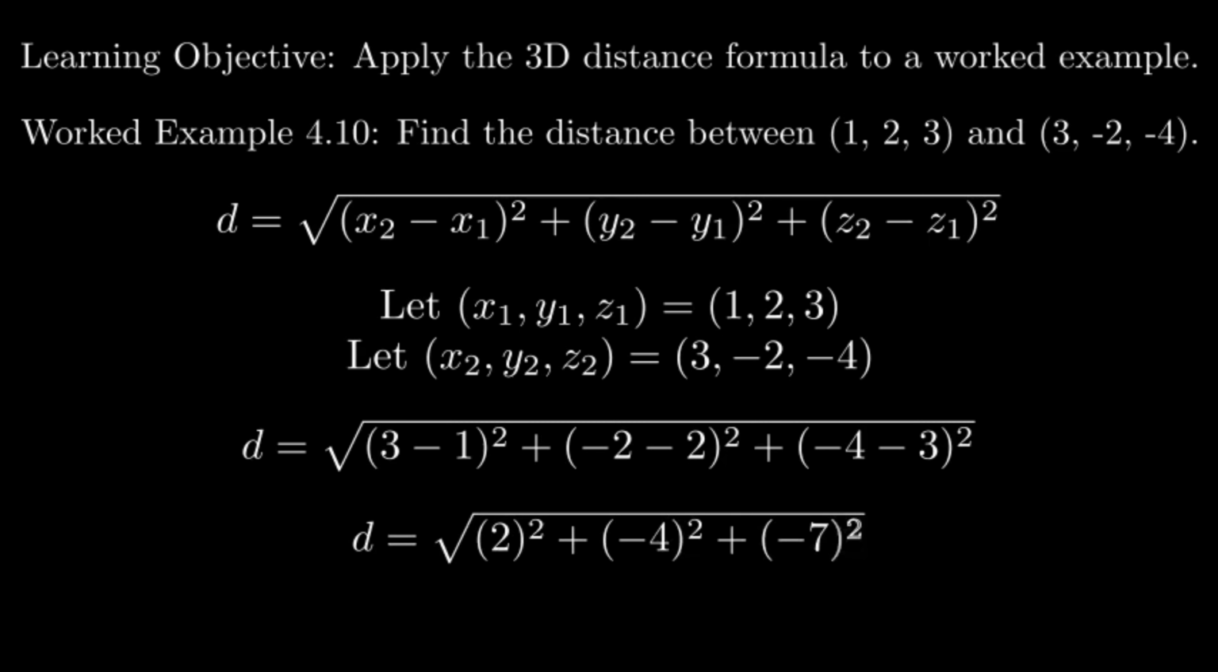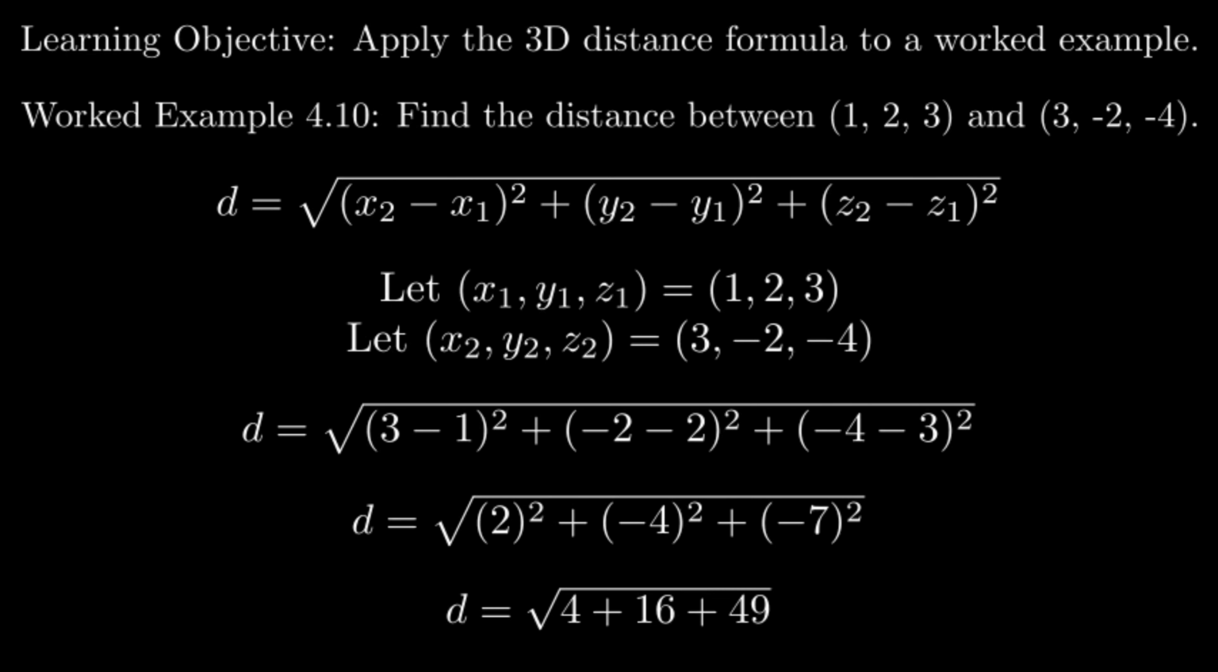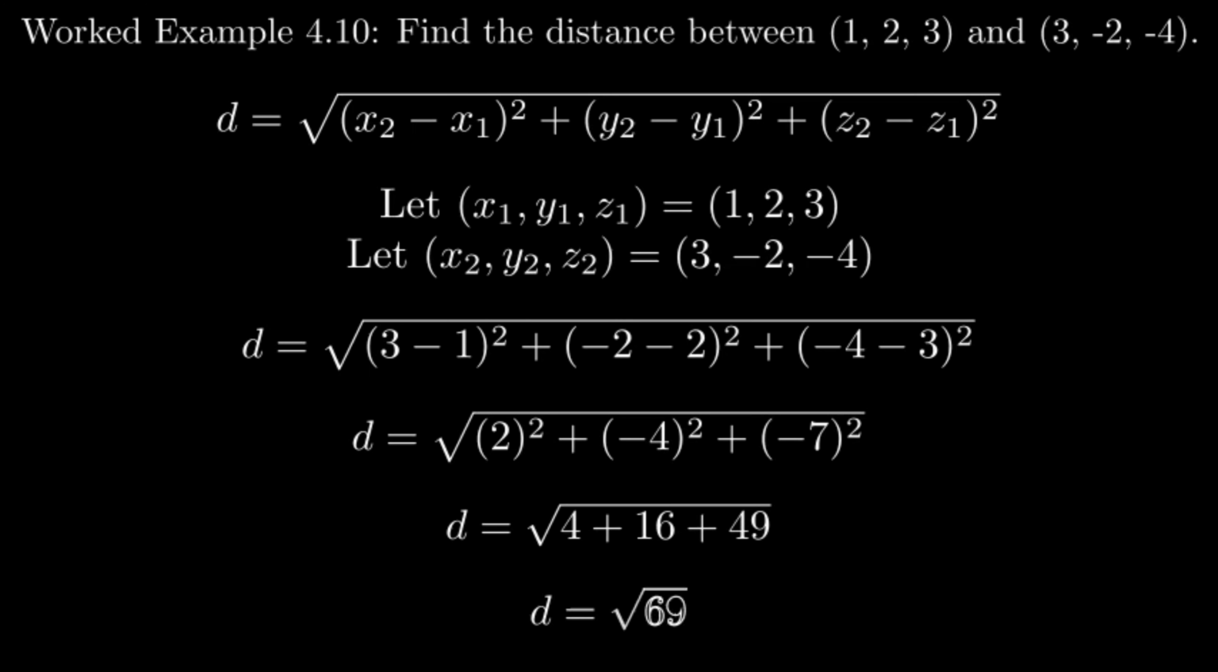This simplifies to the square root of 2 squared plus negative 4 squared plus negative 7 squared. Now we square each of those terms. Remember that squaring a negative number gives a positive result. So we have the square root of 4 plus 16 plus 49. Adding these numbers together gives us our final value under the square root. The sum is 69, so the exact distance is the square root of 69. For practical purposes, we can find a decimal approximation.